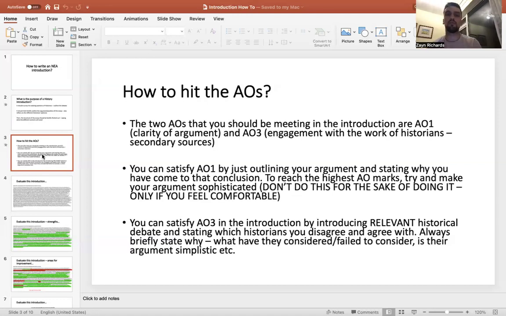And obviously throughout the year, we've been talking about how you can interweave sophistication into your essays. So don't stray too far away from what we've been talking about in class. I would just consolidate what we've been doing if you want to do that.